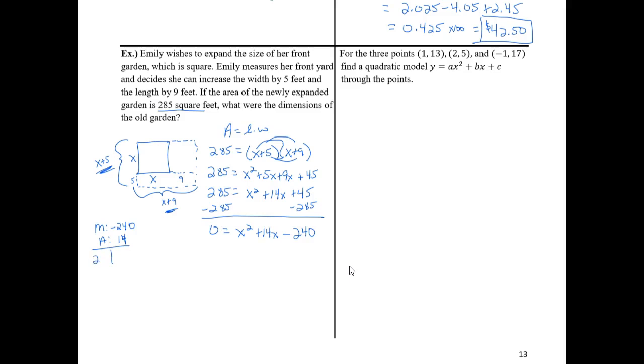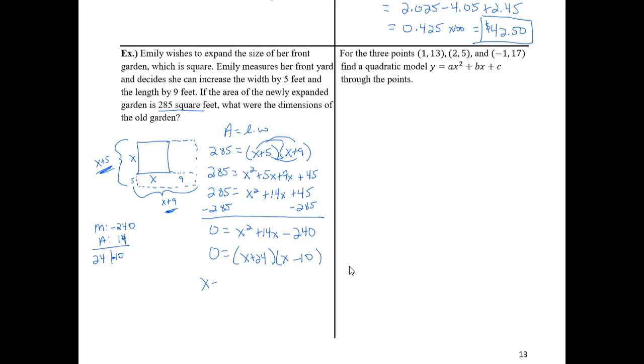So factors that multiply to negative 240 and add to 14. Right away, I'm seeing 24 and 10. Right? 24 times 10 would give me 240. And I have to put a negative with the 10, so it will add up to positive 14. So it is factorable. Our leading coefficient was a 1, so I go right into my parentheses of x plus 24 and x minus 10. And set each factor equal to 0 using the zero product property.